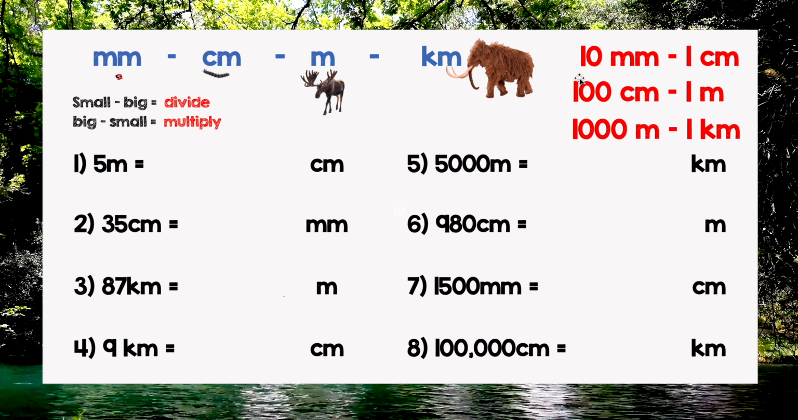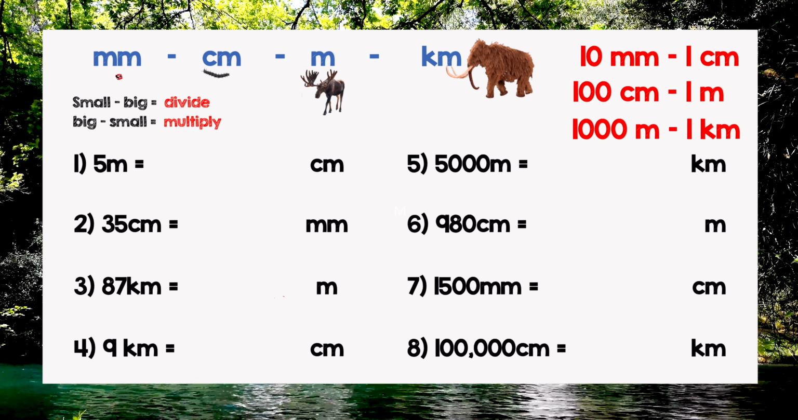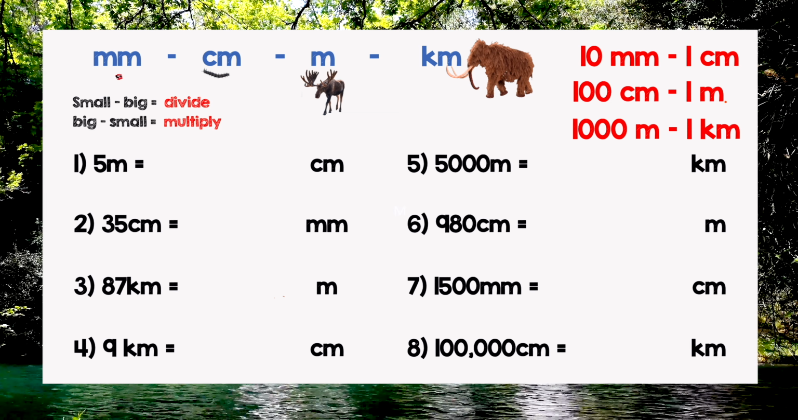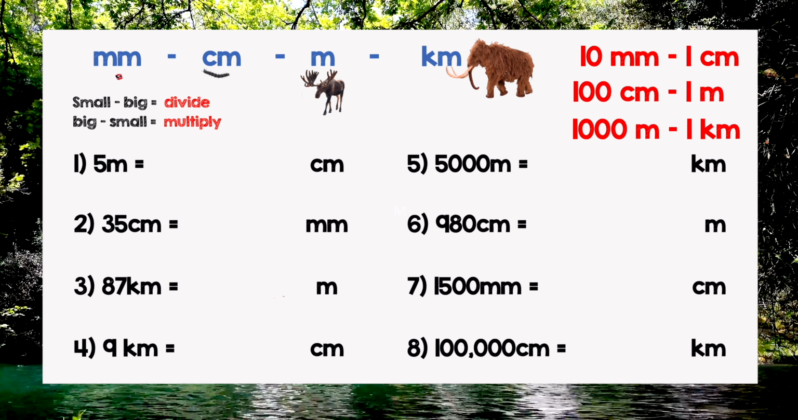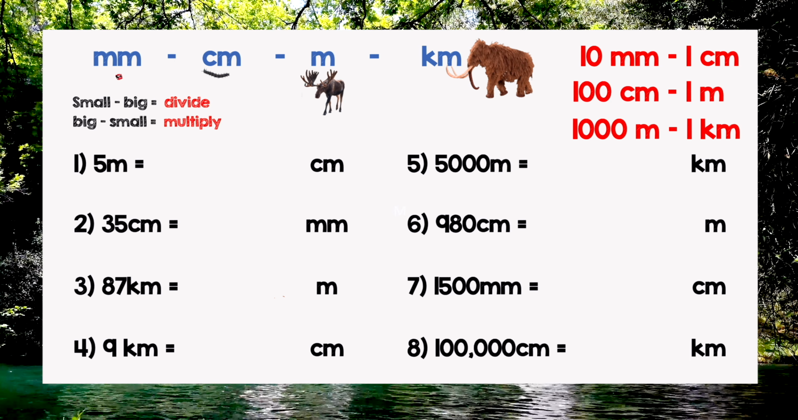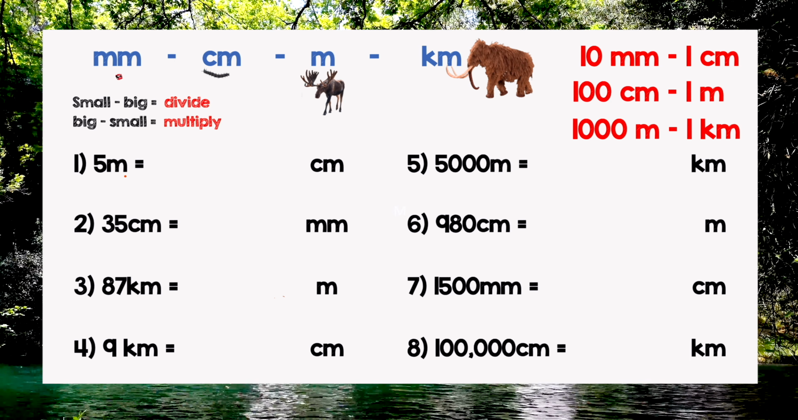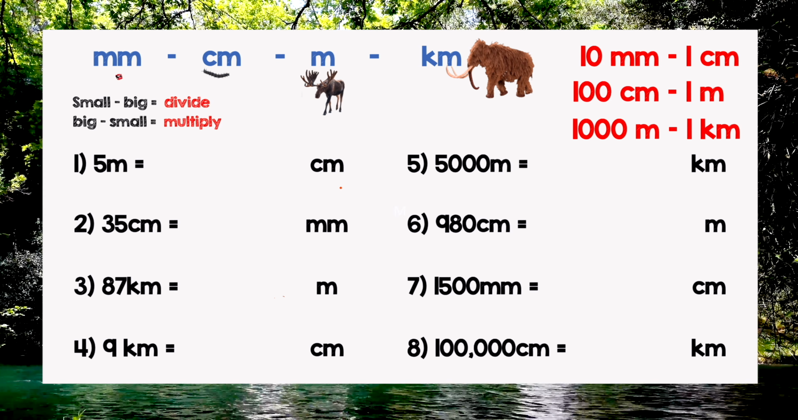And the measurements here: 10 millimeters equals 1 centimeter, 100 centimeters equals a meter, and 1,000 meters is the same as 1 kilometer. So the first question is: 5 meters is equivalent to how many centimeters?